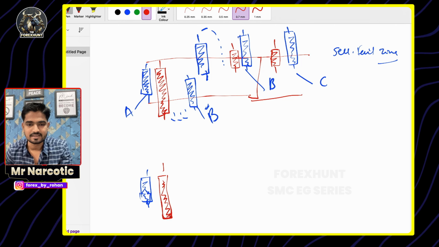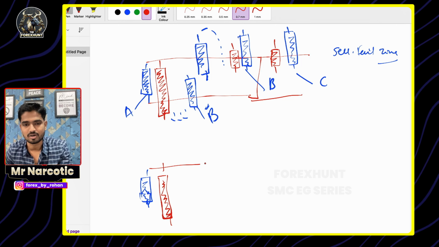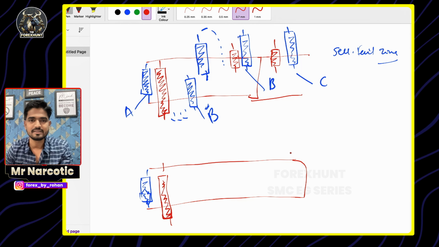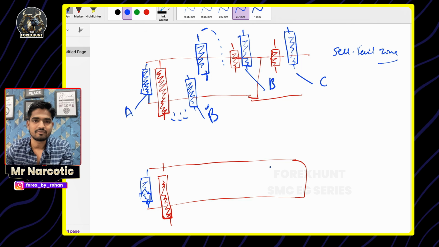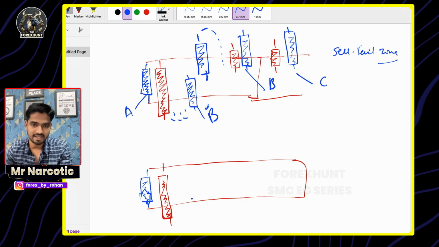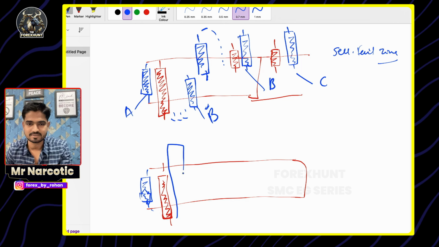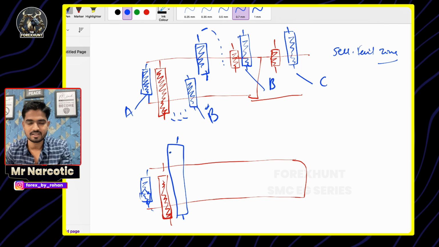Okay, and then we can mark the box like this. This is my engulfing sell. Let's suppose after the engulfing sell formed, you can consider this as A, and a blue candle closed directly above the box. So this is your engulfing buy.